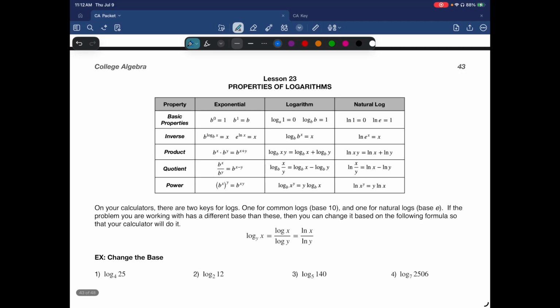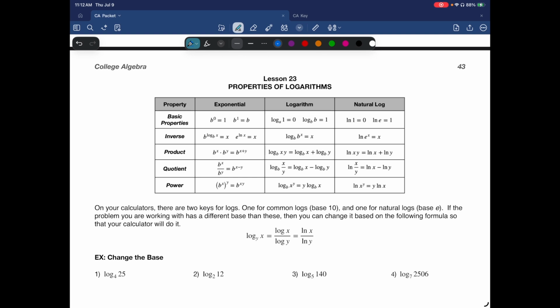All right, guys, welcome to lesson 23. In this one, we're going to go even further talking about properties of logs. So we have our basic properties, which we've already talked about. We have our inverse properties that we've already talked about. But in this lesson, we're going to introduce the idea of product, quotient, and power properties.